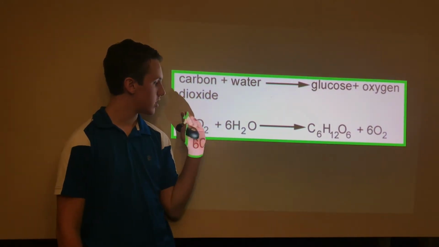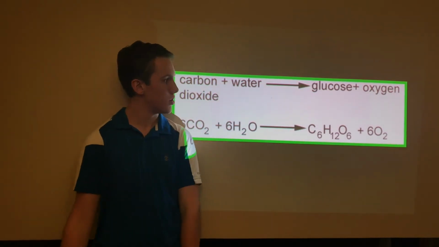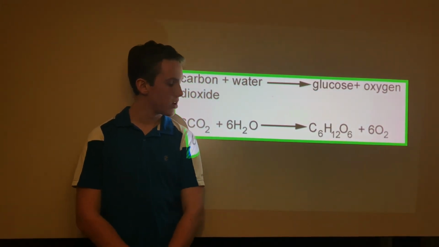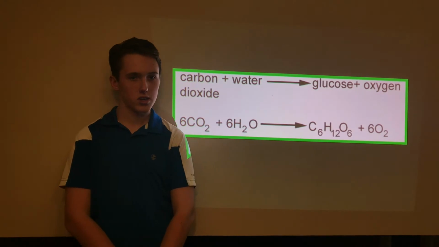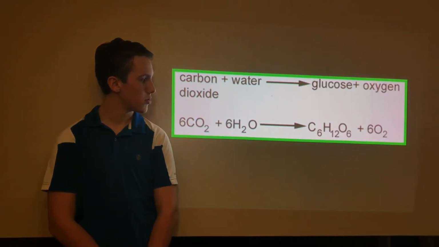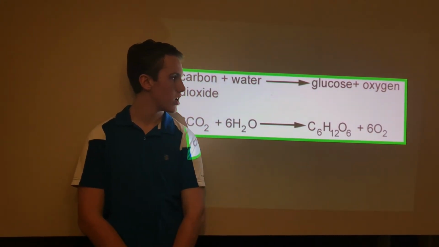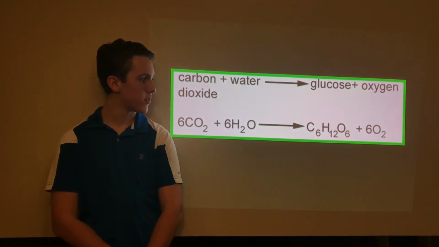Here is the equation for photosynthesis. It's 6 CO2, or 6 carbon dioxide, plus water, or H2O, which is turned into glucose, or C6H12O6, and just leftover oxygen.